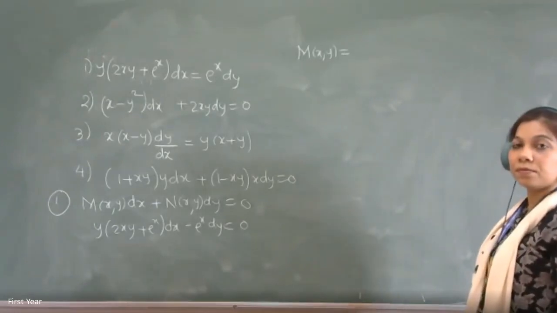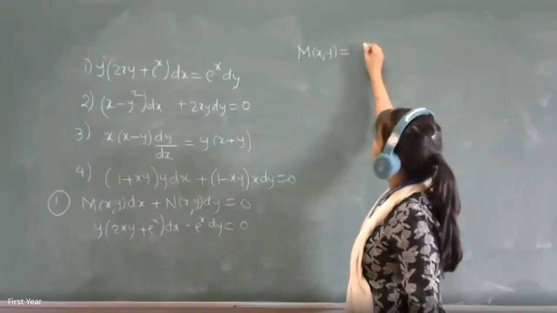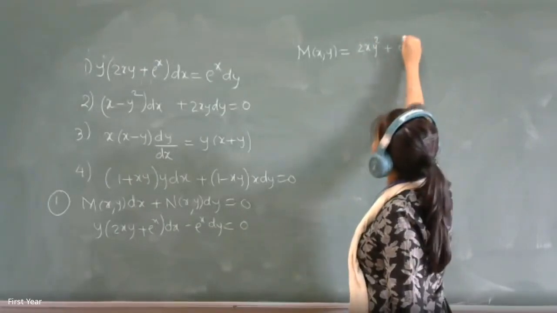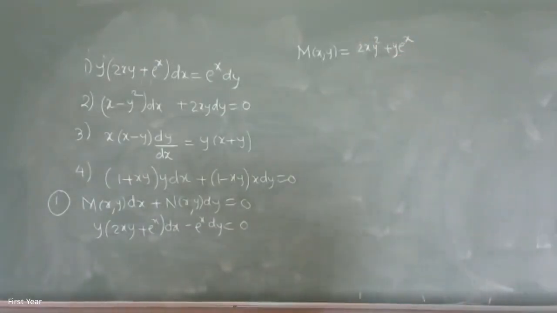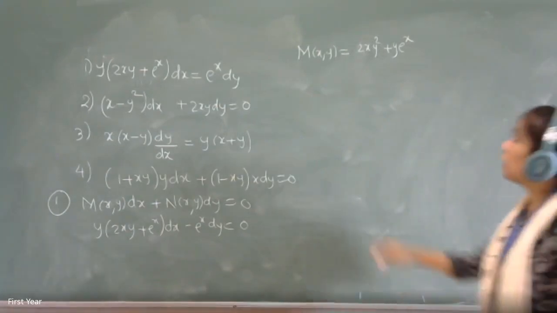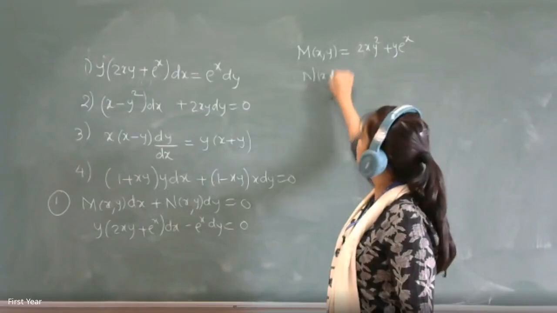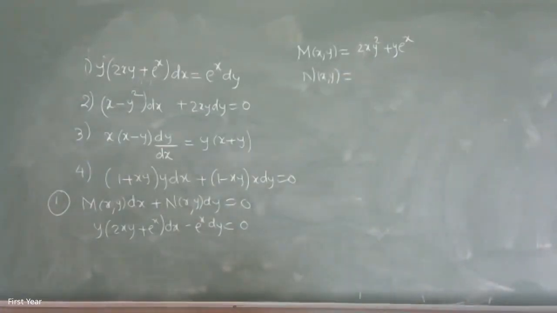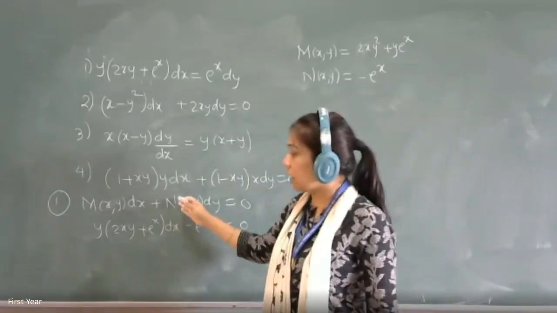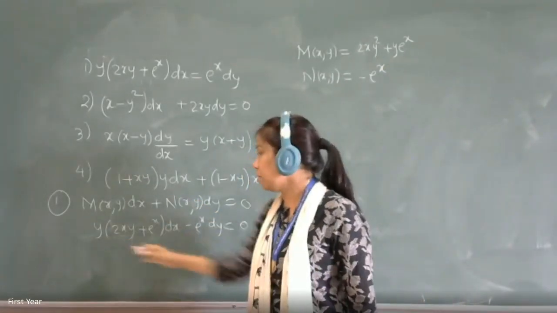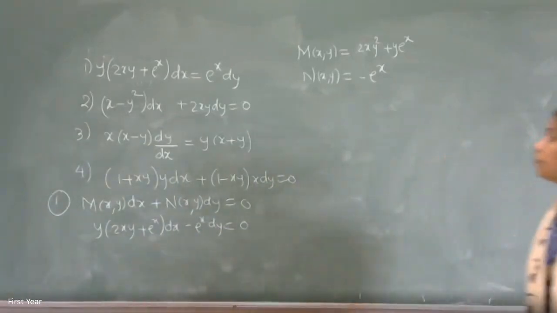Yes, ma'am. What is M? Ma'am, y into 2xy plus e raised to x. Yes, so I will rewrite it properly. It is 2xy square plus e raised to xy, multiplied by inside, that is your M. What is N, Meenakshi? Minus e raised to x. Very good. Just compare the thing. I have written everything on the board. The term with dx is M, the term with dy is N.